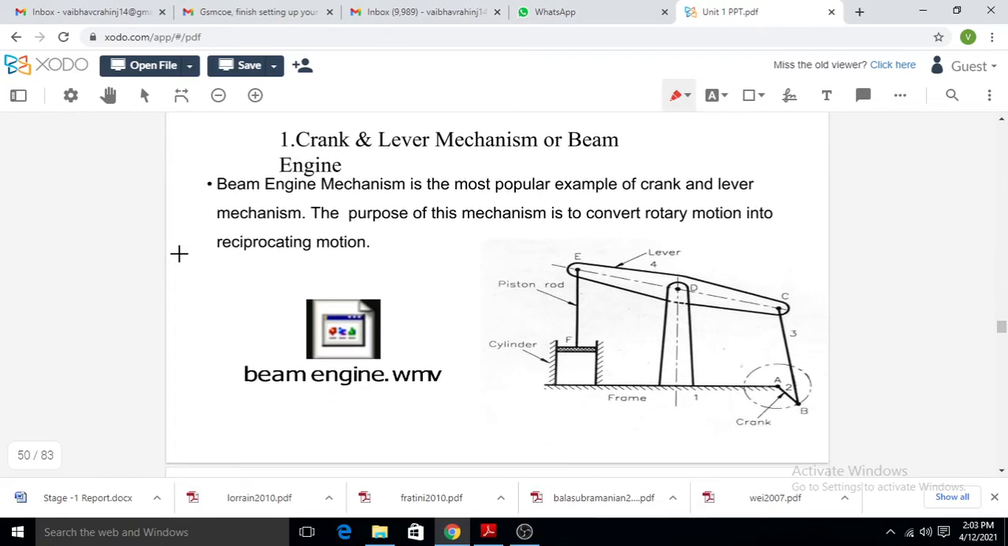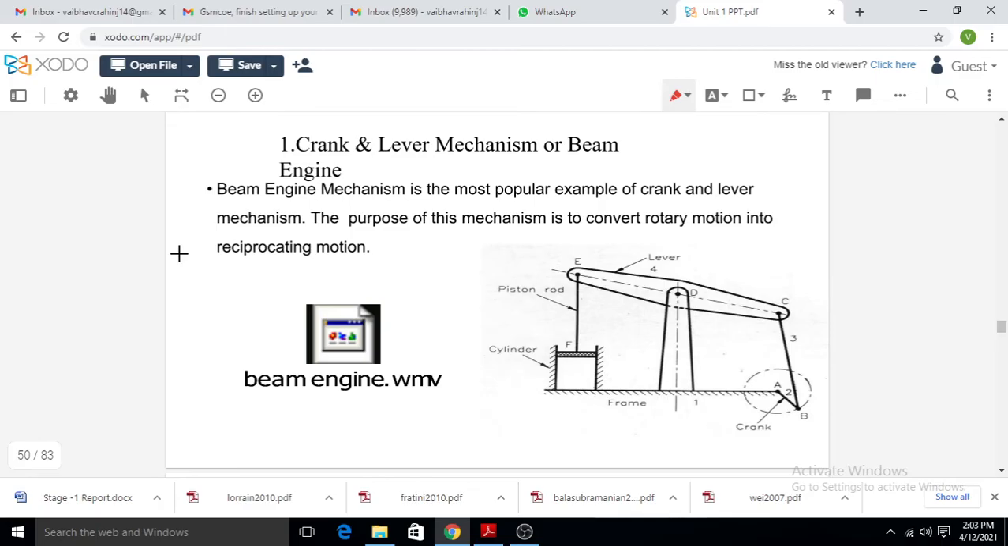The first inversion of the 4-bar chain mechanism is called the crank and lever mechanism, or the beam engine. The beam engine mechanism is the most popular example of the crank and lever mechanism. The purpose of this mechanism is to convert the rotary motion into the reciprocating motion.